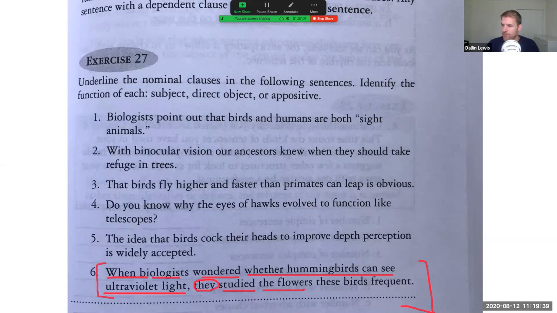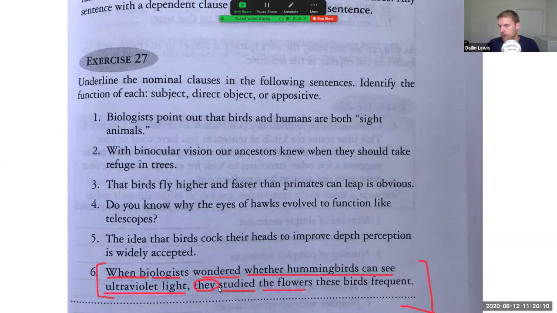Actually, we have here missing a that. And one thing you should remember that I guess I forgot to mention is that with nominal clauses, you will often drop the that, so it will just be implied. So we actually have another nominal clause. No, excuse me, not a nominal clause. We don't have a nominal clause here. We have a relative clause here, an adjectival clause. So the nominal clause is whether hummingbirds can see ultraviolet light.